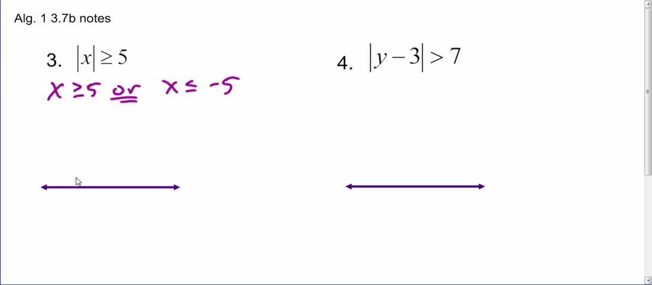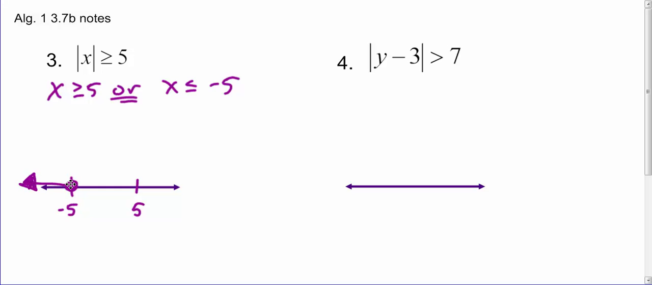All right, this is ready to graph right here. x is greater than or equal to 5, or x is less than or equal to negative 5. Again, I'm going to mark the key points. Now here's what's interesting about this. It's or.